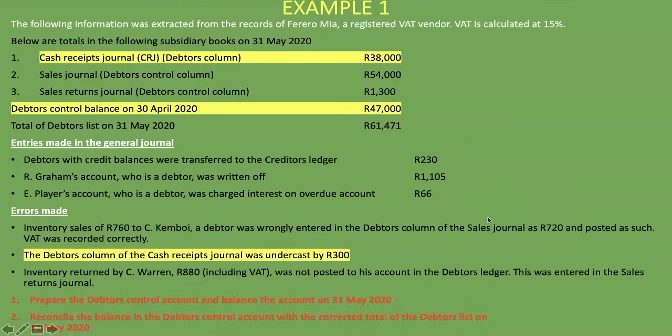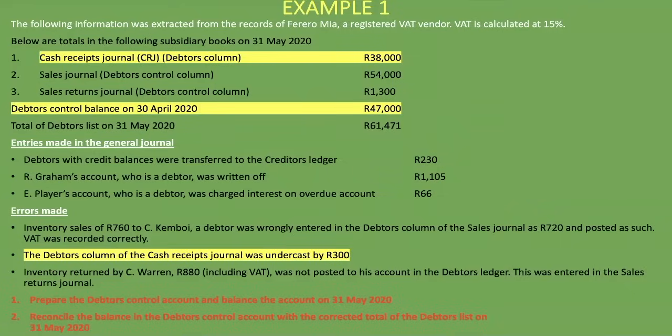So what are we saying here? We sold inventory to our debtor, C. Kemboy, and we were supposed to record the 760 rand, but by mistake, we recorded 720 rand. That means we have understated our sales on credit to this debtor. So what does that affect? That affects our debtors control. Remember, it was entered in the debtors column of the sales journal as 720. So if it affects our sales journal, it will affect our debtors control account.